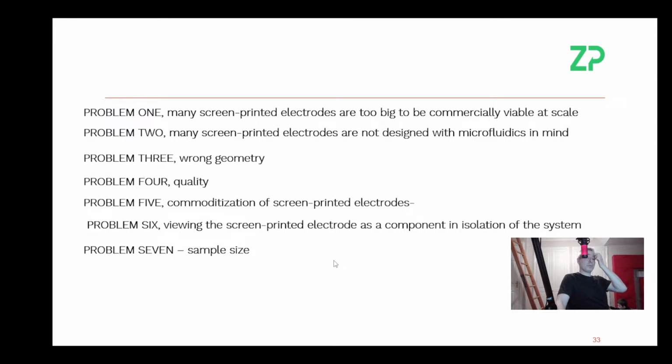So people have many problems. I think there's a lot of problems with custom screen printed electrodes, and I really need people to understand that you can't treat it like, oh, I'm just going to go to this manufacturer and they're just going to make me some screen printed electrodes and everything's going to be perfect. It's really a program with the manufacturer.